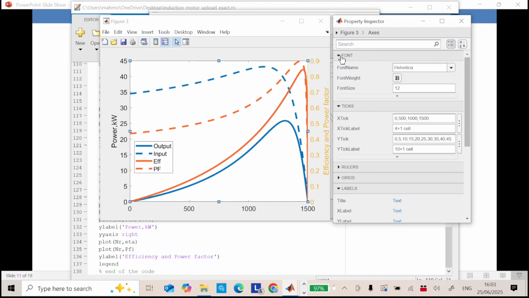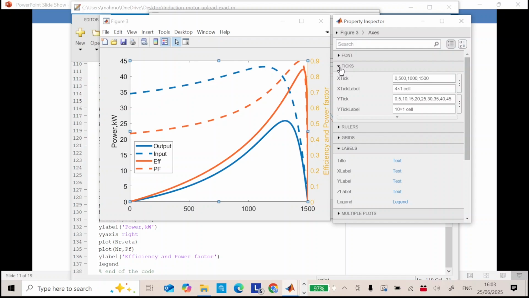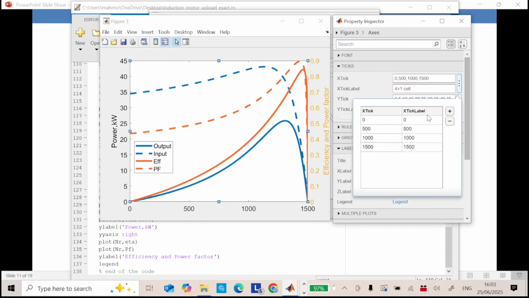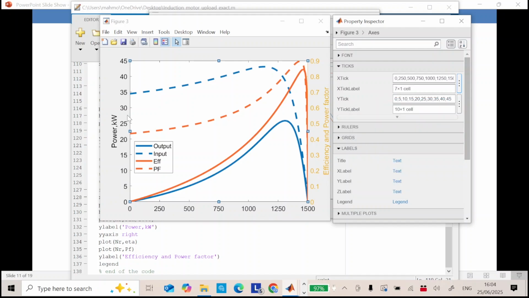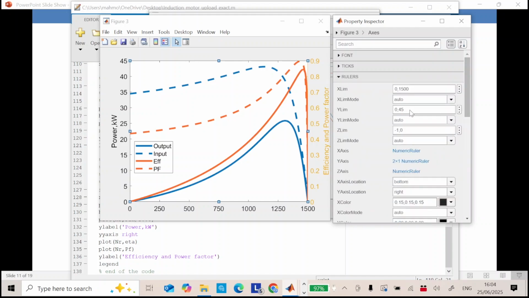Regarding the text, I'm going to minimize that one and look for the text: 0, 500, 1000, 1500. Either you change the number of cells or you can do that manually. Click here, add, click here, add, click here, add. That one shows you 7 cells from 0 up to 1500. Okay. You can do the same for the y-axis if you like. Going to the next one, which is the rulers, that one is from 0 up to 1500. For now I'll keep it. I'm going to return later to change the range and also for the y-axis.